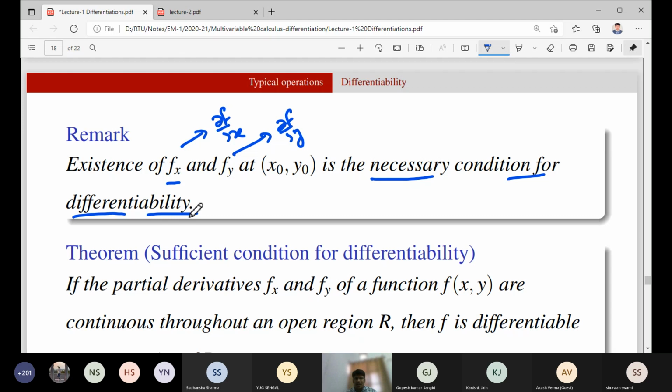This is not a sufficient condition. If your function has partial derivatives, then you can't say that your function is differentiable or not. So existence of partial derivatives is only the necessary condition.